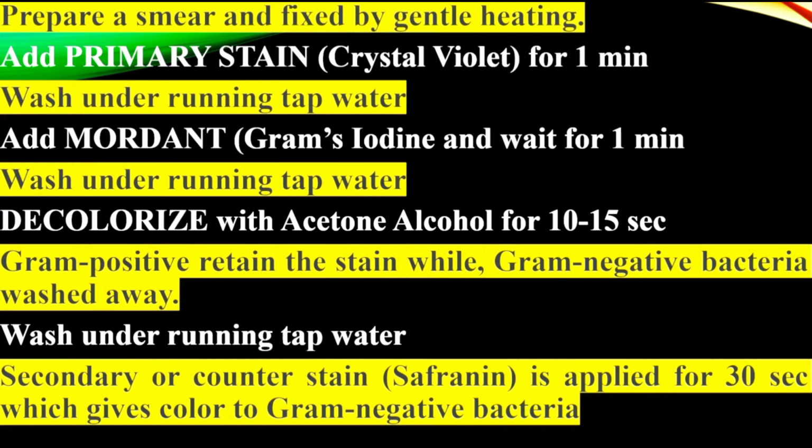So first of all, for the procedure, what we need to do is, firstly, we have to prepare a smear and fix it by gentle heating. Then the primary stain, that is crystal violet, is added for 1 minute. After that, it should be washed under running tap water. Then we have to add the mordant, which is gram iodine, for 1 minute. After that, again wash under running tap water.